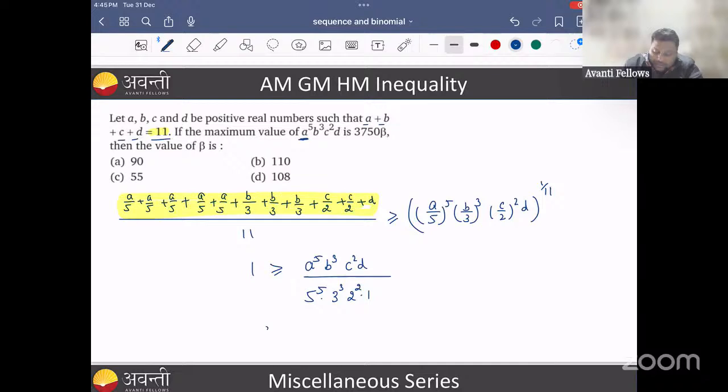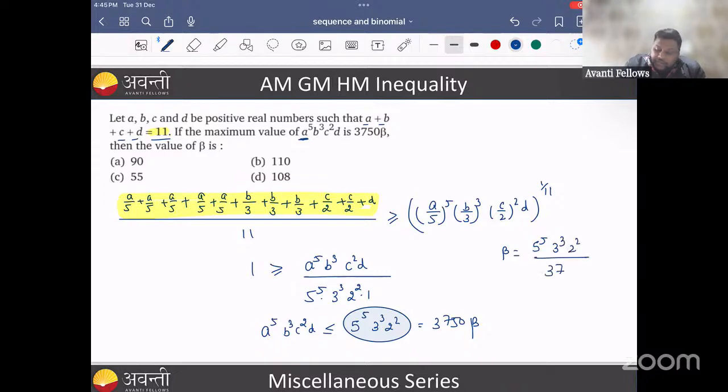Into 1. So A to the power 5 B cube C square D is less than or equal to 5 to the power 5, 3 cube, 2 square. Now you just manage whatever this is. They are saying the maximum value of this. This is the maximum value. And this is given to me as 3750 beta. So beta is what? 5 to the power 5, 3 cube, 2 square upon 3750.